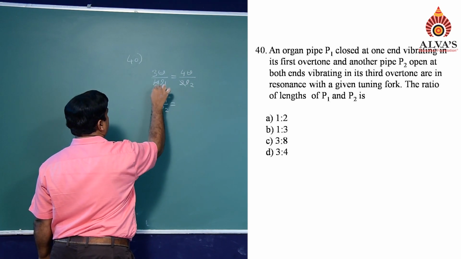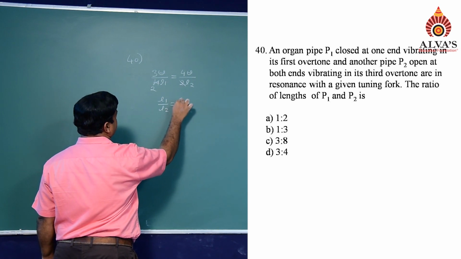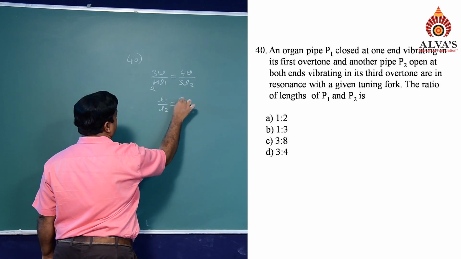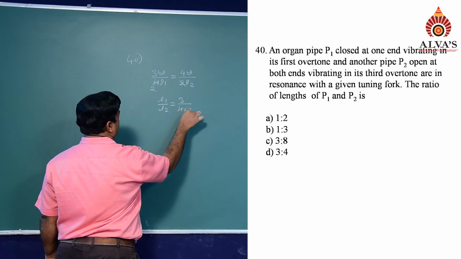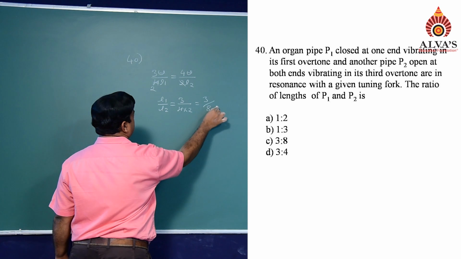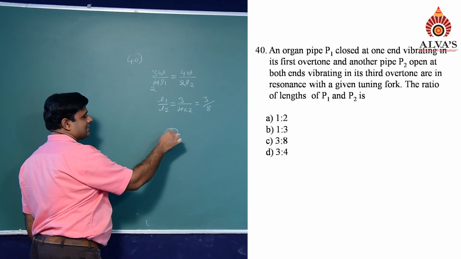Twos are twos. So, L1 by L2 is nothing but 3 divided by 4 into 2, which is 3 divided by 8. So, the answer is C.